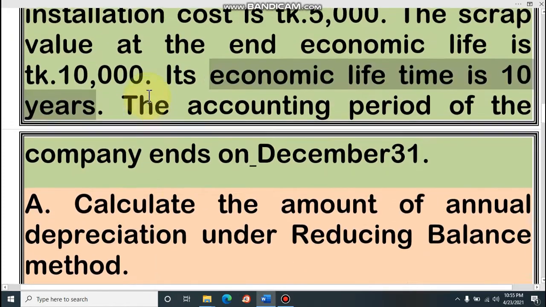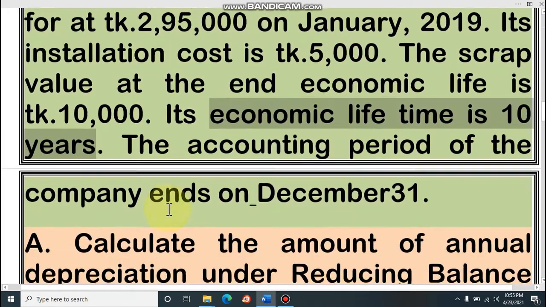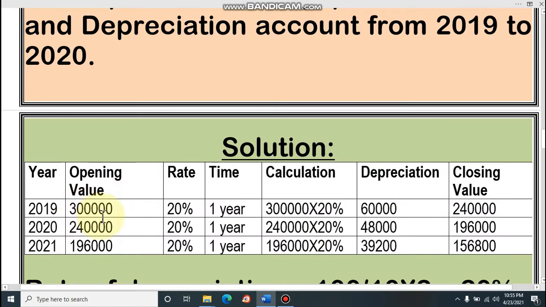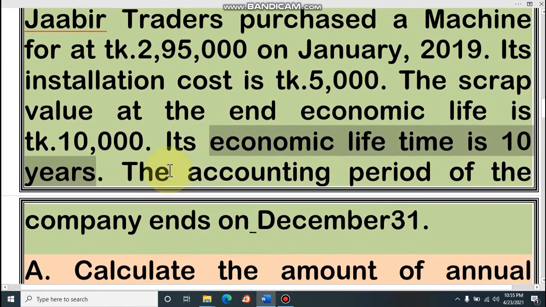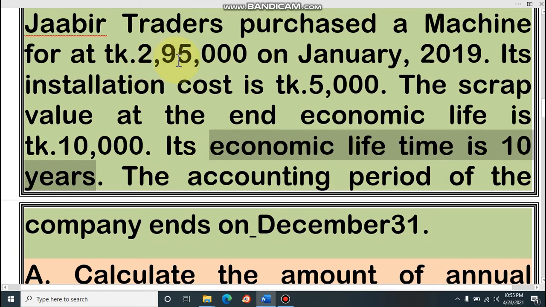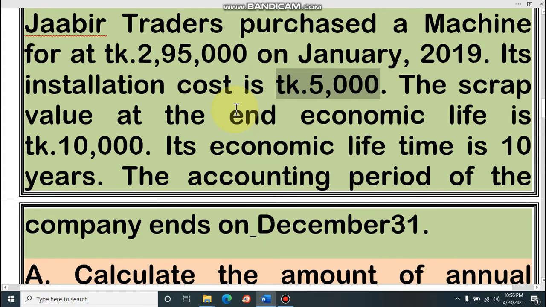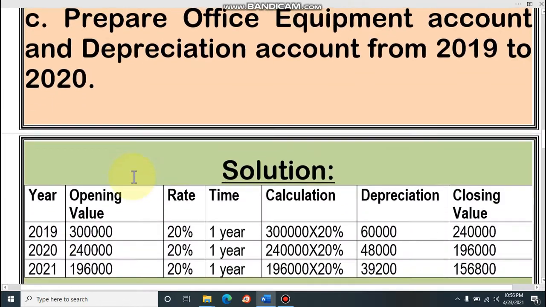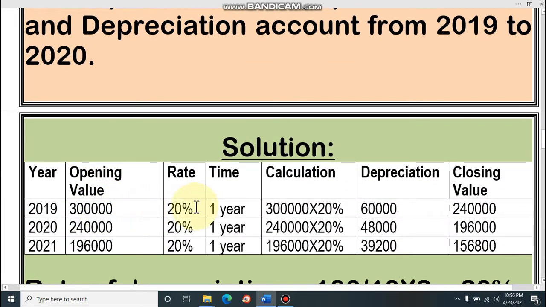And now we need the year 2019. You know that we started the math for 2019. So for 2019, what will be the opening value? 3 lakh. How? You purchased this machine for 2,95,000 and its installation cost is 5,000. Earlier I discussed that the cost of a machine equals purchase price plus other direct expenditure. In this math we have only one direct expenditure, that is installation cost. So with the purchase price of 2,95,000 you have to add this 5,000. That means this is the total cost of the machine. So at first you write the opening value, 3 lakh, and rate 20%.